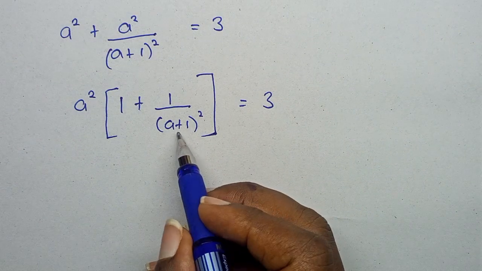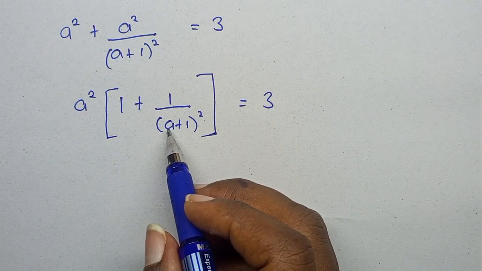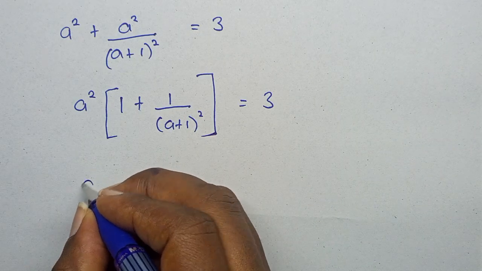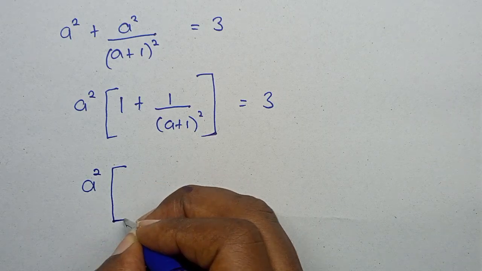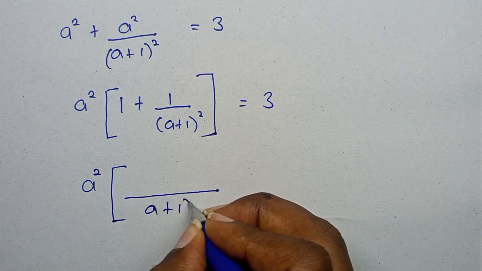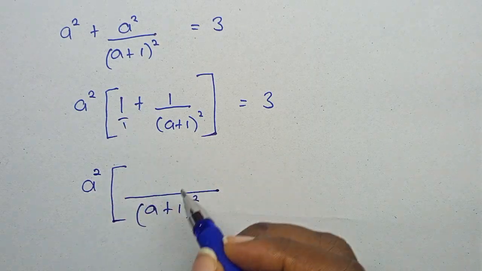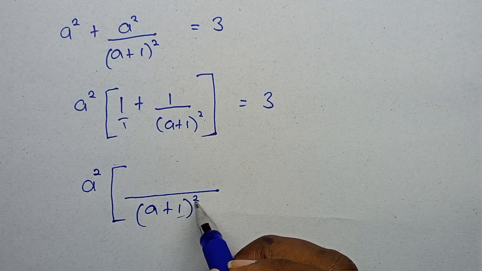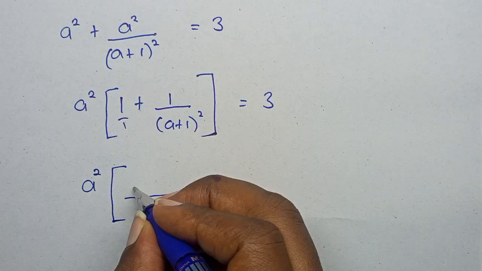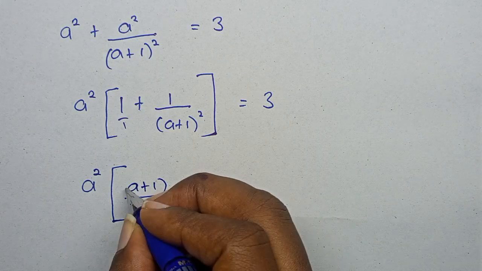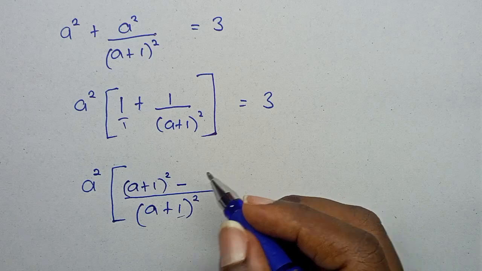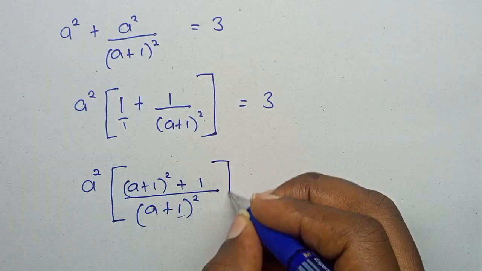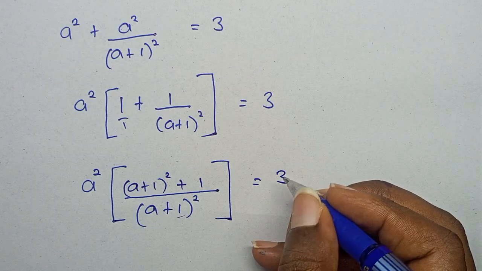Here the lowest common denominator, or the LCM, the lowest common multiple, is a plus 1 squared. So we shall have a squared into a plus 1 squared, this is the same as over 1. This divided by this is this. Then a plus 1 squared times 1 gives us a plus 1 squared. Then plus this divided by this is 1. 1 times 1 is 1. This is equal to 3.